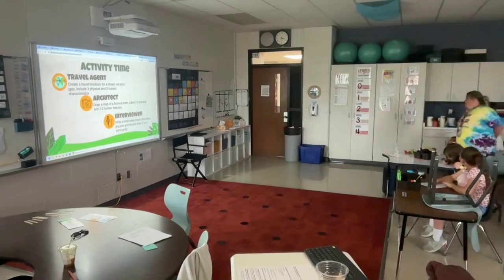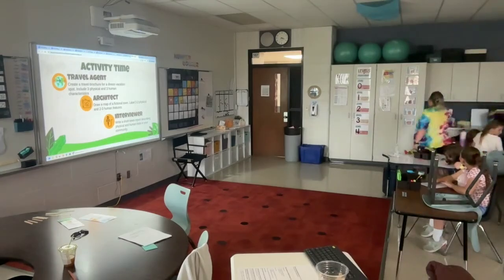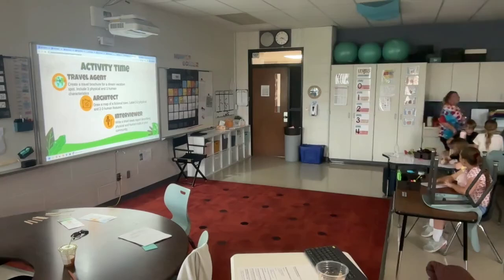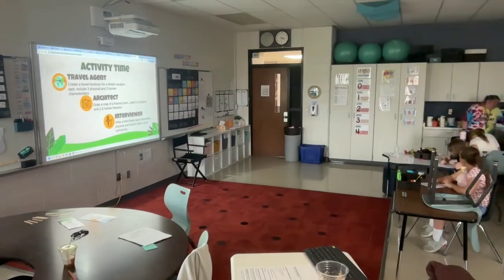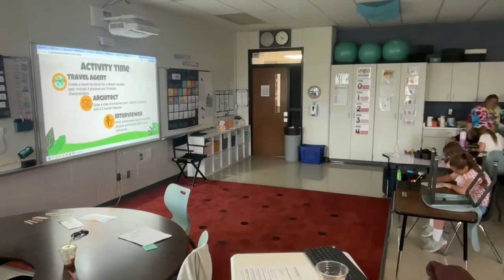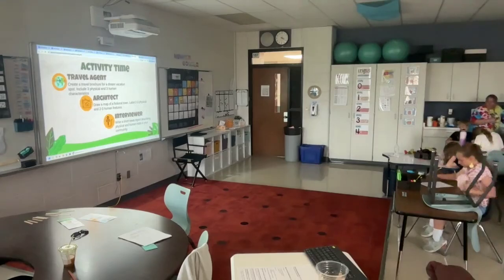Okay, so if you look on the board, you're picking one activity. So you can do a travel brochure, or you can do an architect, which is like making a map of a pretend town that shows 2 to 3 people and 2 to 3 features. Or you can do an interview and do a short news story about the community and the physical features.